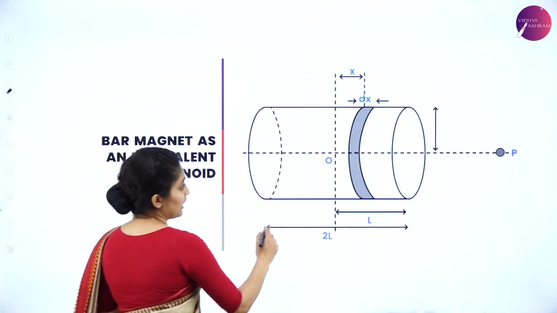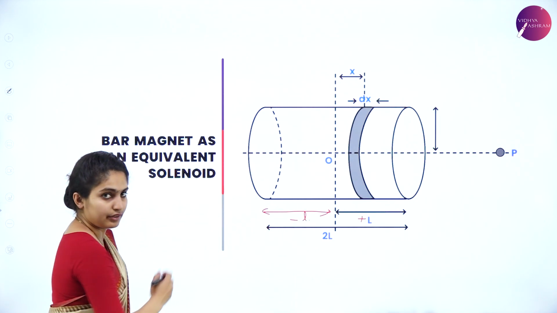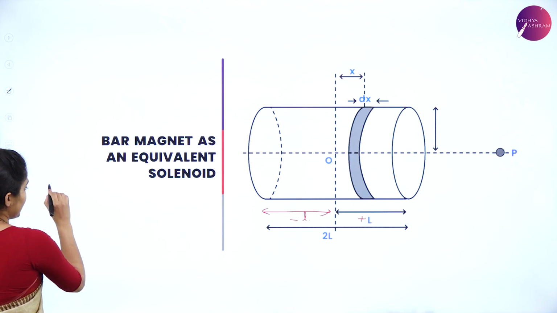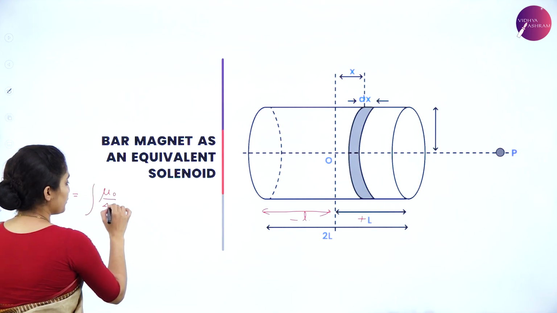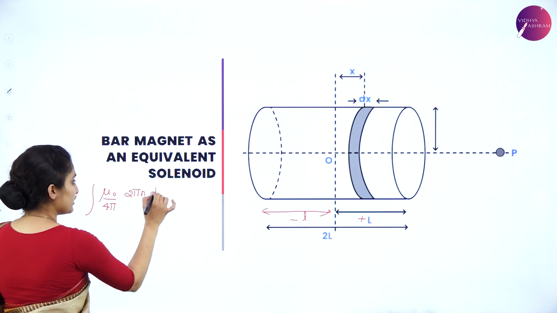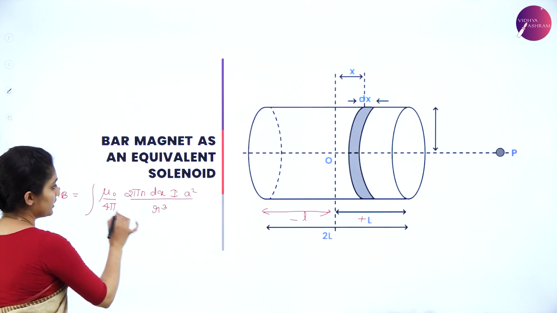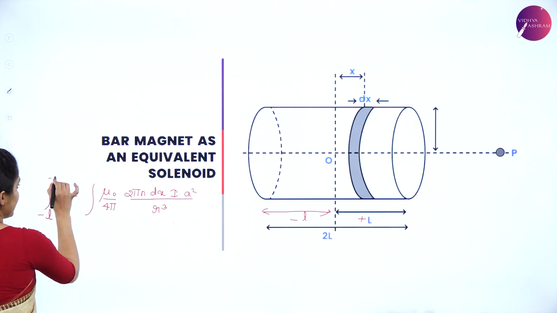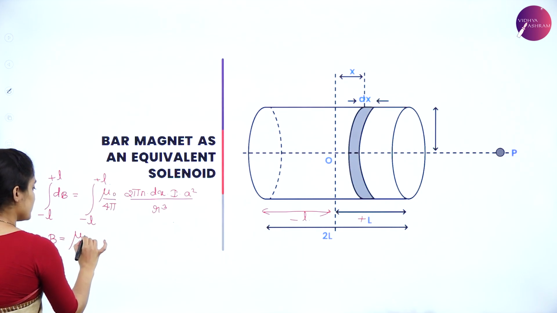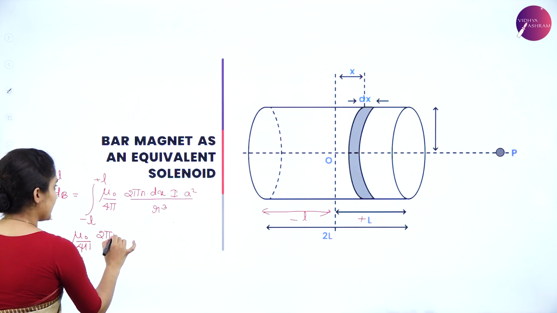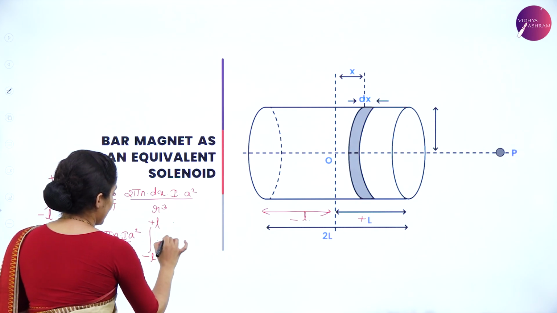In order to integrate this, we have limits from plus L to minus L, just for your reference, and then we can integrate it. The integration of dB is equal to the integration of mu naught by 4 pi times 2 pi n dx I a square divided by r cube. These are the set of equations, with limits from minus L to plus L. On integrating, the constant terms come out: 4 pi, 2 pi n I a square divided by r cube, and the integration of dx from minus L to plus L.